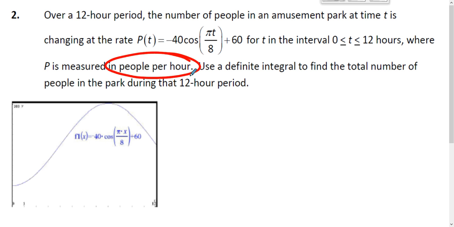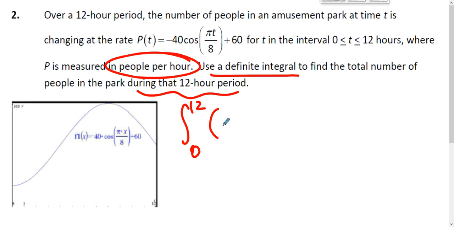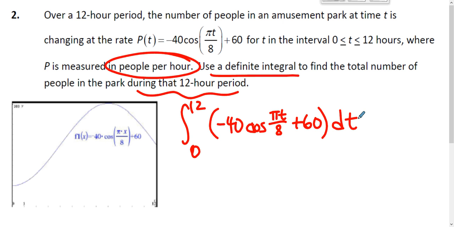So P is measured in people per hour. We're going to use a definite integral over a 12-hour period. We have our people rate function. This is something you could work out by hand, but we won't. The calculator is going to give us about this number.